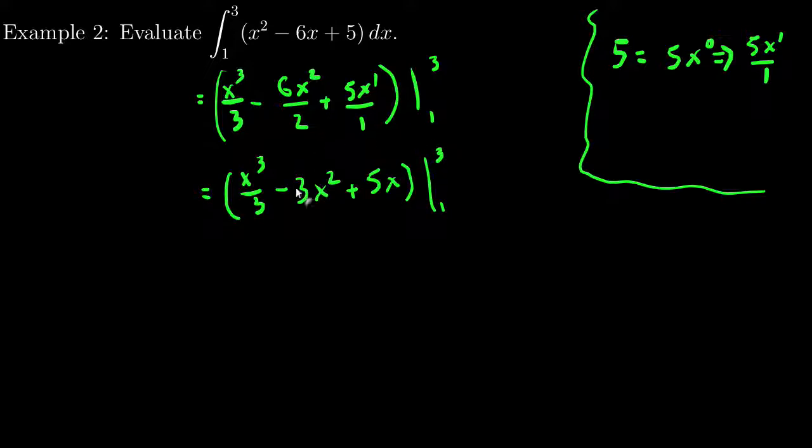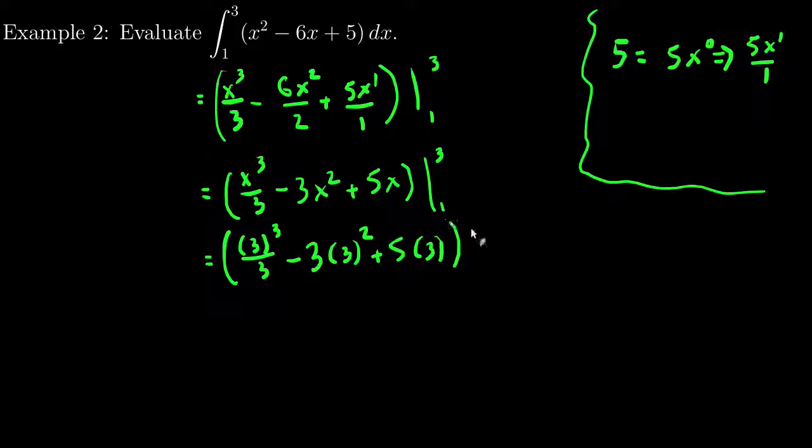Upper limit goes in first. So I'll have 3 cubed over 3 minus 3 times 3 squared plus 5 times 3, minus, and I'll put in the 1: 1 cubed over 3 minus 3 times 1 squared plus 5 times 1.